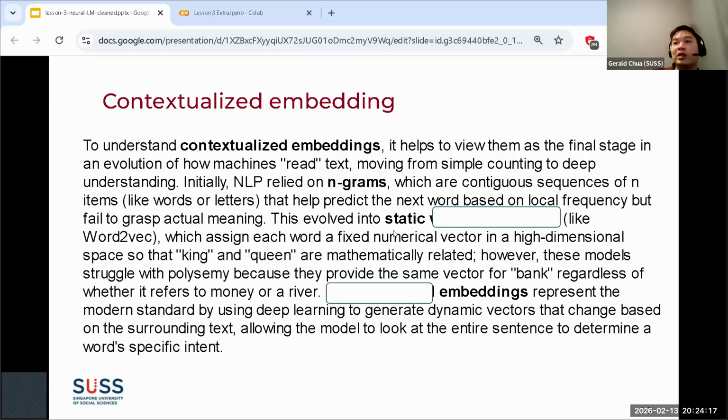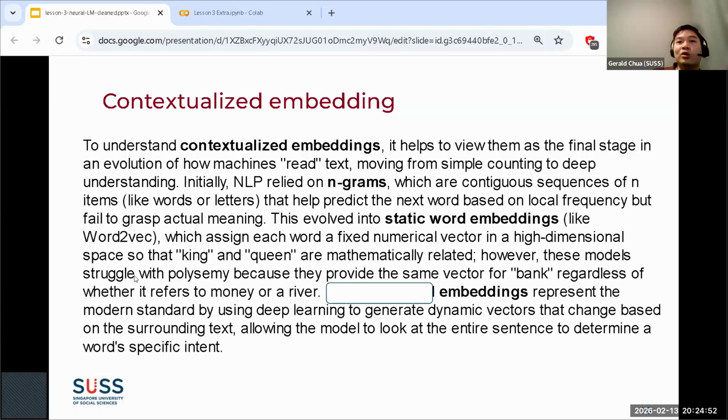So this evolves into static word embeddings, like word2vec, which assigns each word a fixed numerical vector in high dimensional space so that king and queen can be mathematically related. Or in another sense, king can be 0, queen can be 1. And with that, you can do some form of arithmetic, right? The example of the analogous word embedding was that king minus man plus royalty equals queen, something like that, right? Because you can make words into numbers.